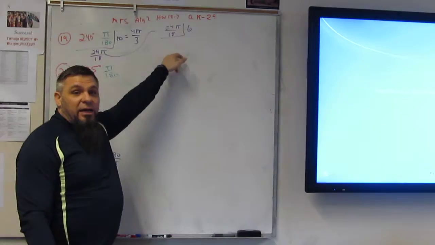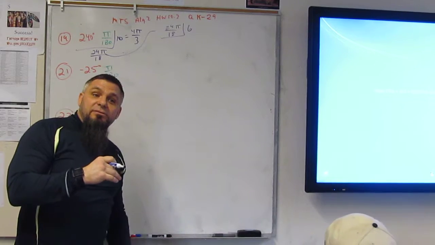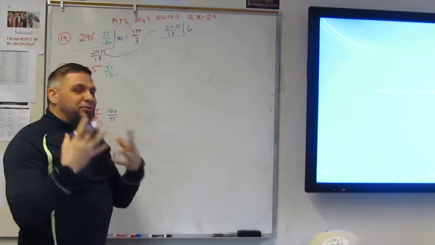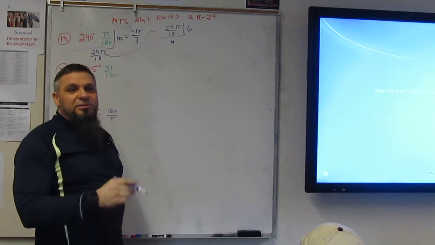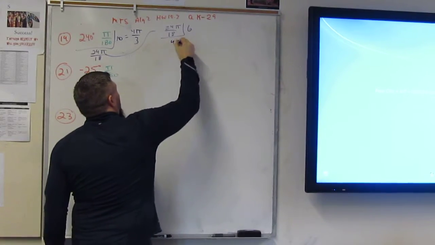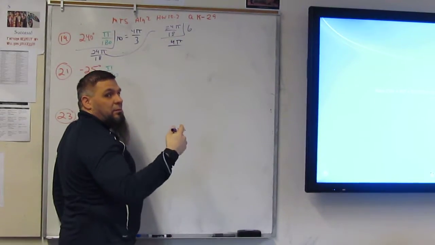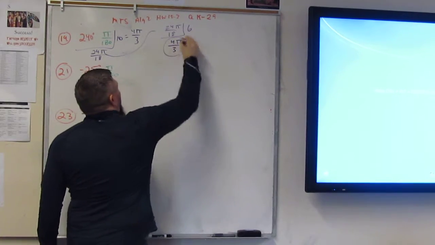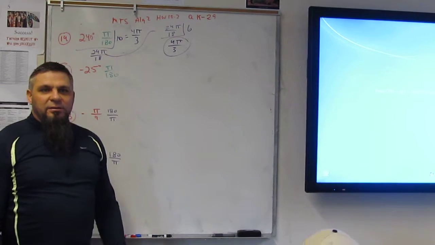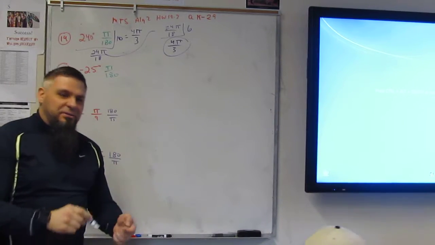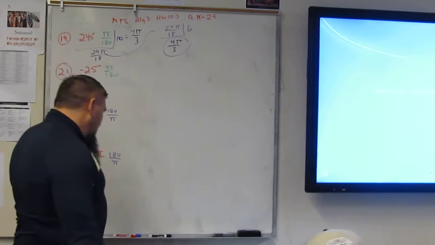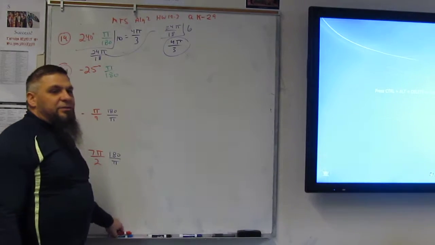12 times and 9 times, and then 3 goes in, right? Or we just do the 6. 6 goes in 24 4 times. 6 goes in 18 3 times. Oh, there it is. 4 pi over 3. Ta-da! Alright, let's do the next one.